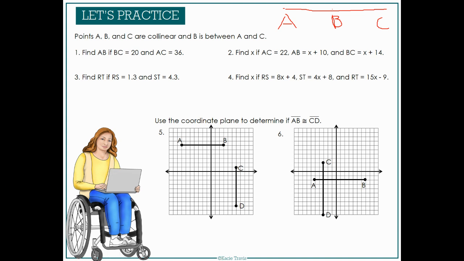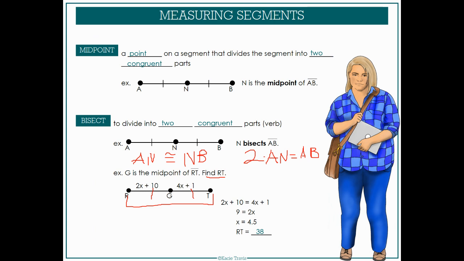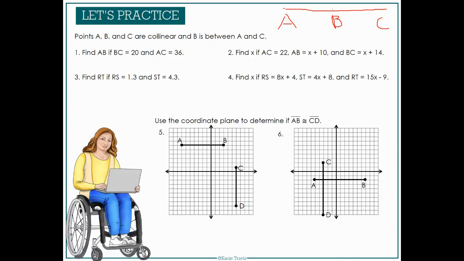First off, for number one, we got AB is what we're trying to find, if BC is 20 and AC is 36. So for this one, AB would be 16. Why is it 16? I know the whole line from A to C is 36, and I know from B to C is 20. To find A to B, I would just take that 20 and subtract it from the 36, and that would give me what we are looking for.